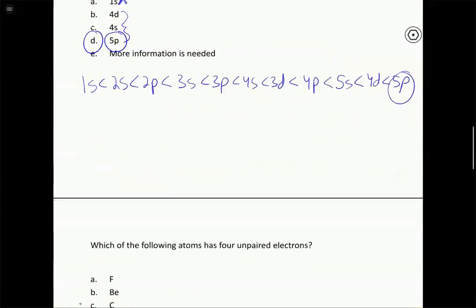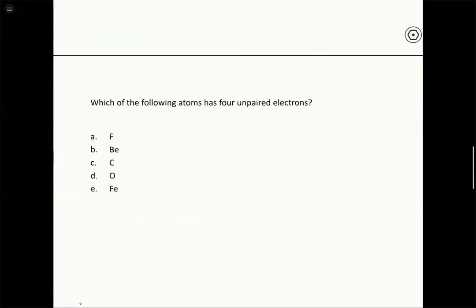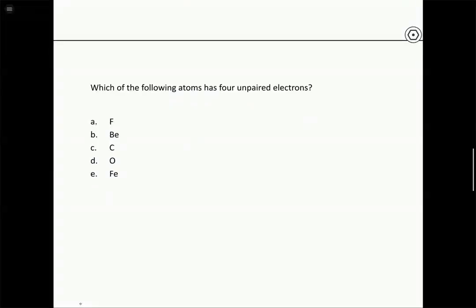Okay, so now we're going to start moving on to actually talking about electron configurations. This question was submitted by a student, and it was asking which of the following atoms has 4 unpaired electrons. If we're asking about unpaired electrons, the first thing you need to know is the electron configuration, but that alone is not enough, because we have to then follow Hund's rule to fill up the last subshell and see how many electrons remain unpaired.